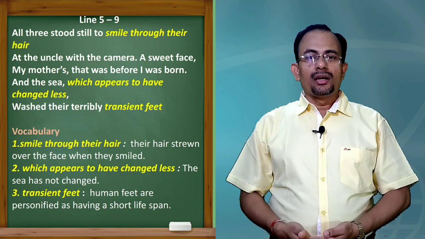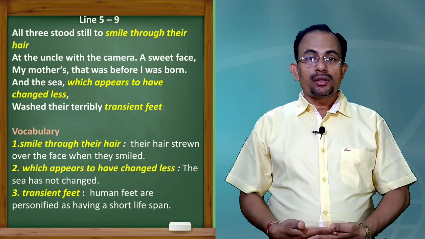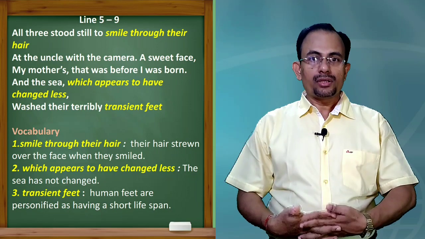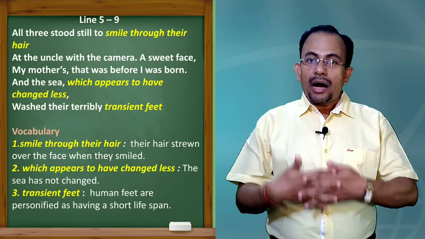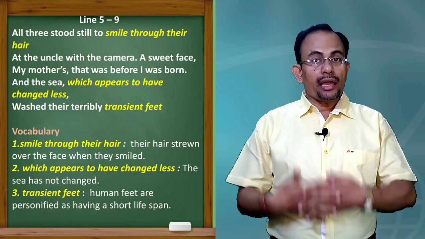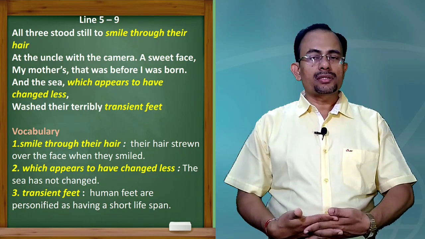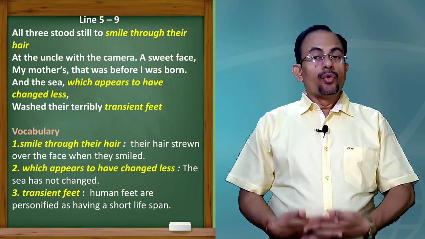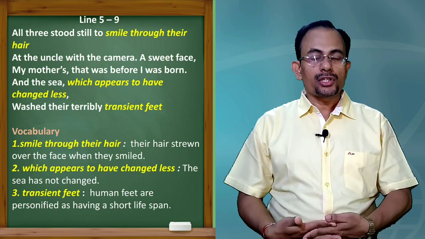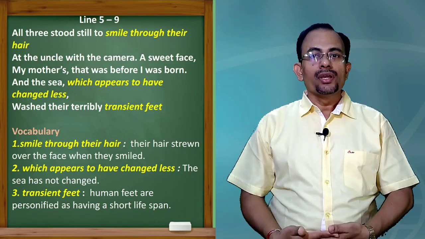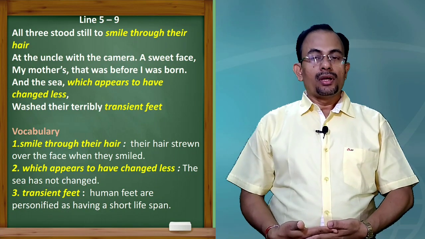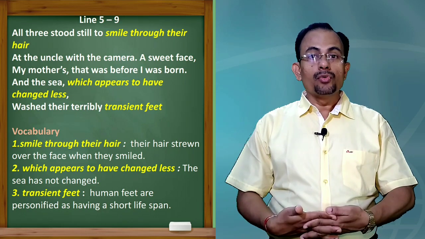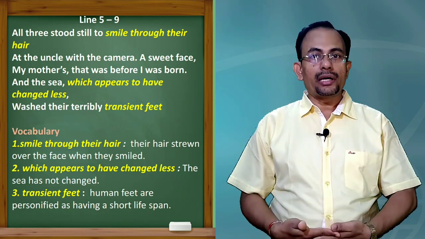Dear students, as you can imagine here, the photograph is of the poet's mother with her two cousins on a beach. Therefore, here smile through their hair refers to their hair being strewn over the face by the sea breeze when they smiled at the camera. Which appears to have changed less, which here refers to the sea, which is a part of nature, has not changed at all. The sea hasn't changed at all, but the people who were on the sea beach have all died.